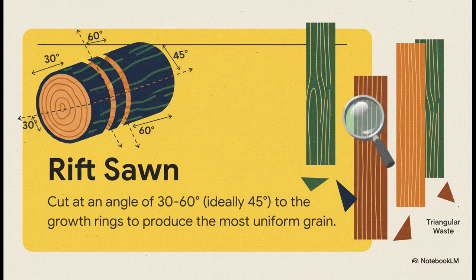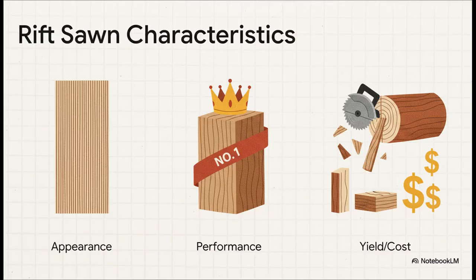But all that precision comes with a major trade-off. You get these big triangular chunks of waste. What you get is a board that's just unbelievably stable. I mean, it's the best of the best. The grain is a perfectly straight, uniform pinstripe, which, as you can imagine, is highly sought after for minimalist and modern designs. But that perfection, it definitely comes at a price. All that triangular waste makes rift sawn the least efficient way to cut a log, and that makes it, by far, the most expensive option.